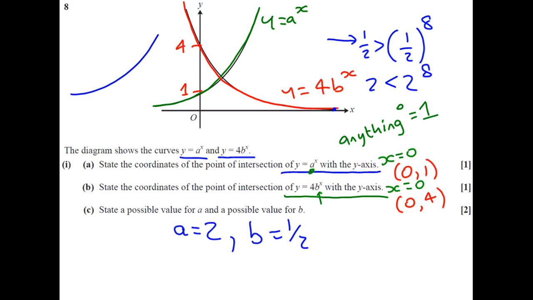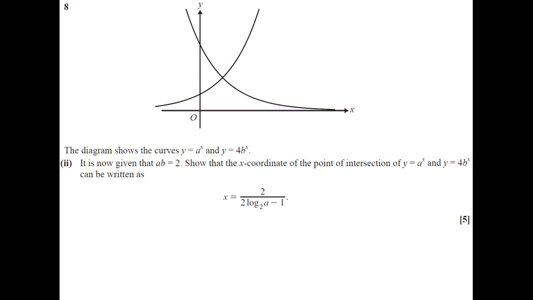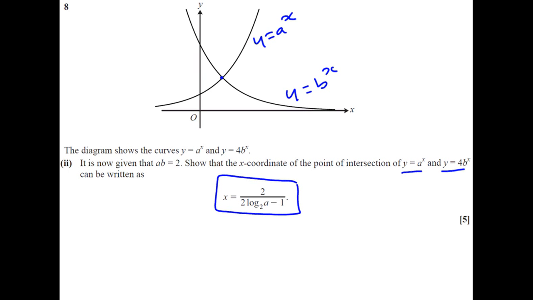Right, moving on. The diagram shows, yeah, we've read that. Part 2, it's now given that ab equals 2. Show that the coordinates of a point of intersection of y equals a to the x and y equals 4b to the x, which is here, can be written as this horrible looking expression. So what we're actually solving is simultaneous equations: y equals a to the x and y equals 4b to the x. I've missed out the 4, sorry.